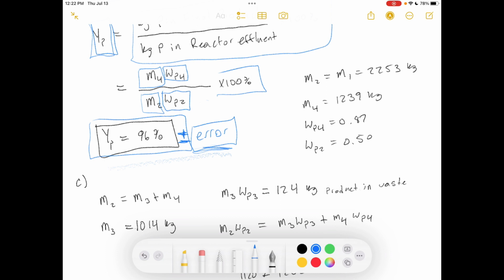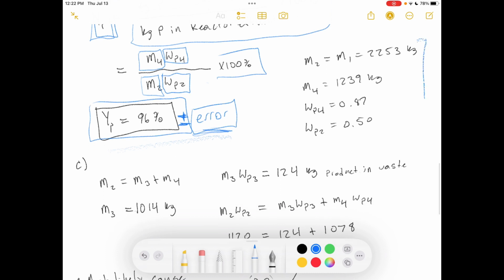Okay. Right here, I just wrote down what those values were just to make this calculation a little bit easier, right? Okay.